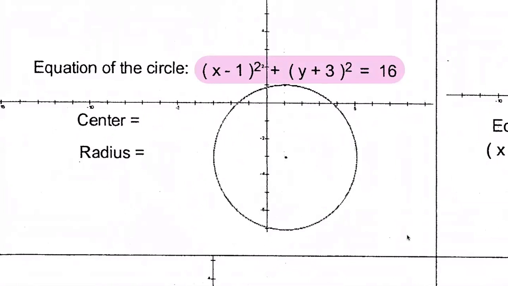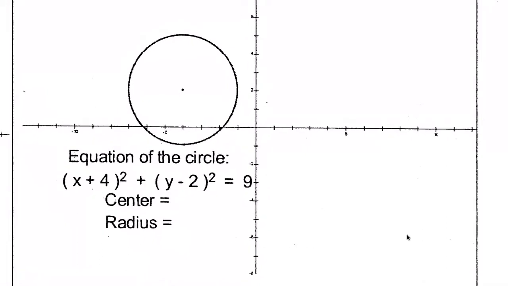So notice the center of the circle is at 1, -3. Okay, that point right there is 1, -3. The radius is 1, 2, 3, 4. Okay, so in all directions from the center, the radius is 4.